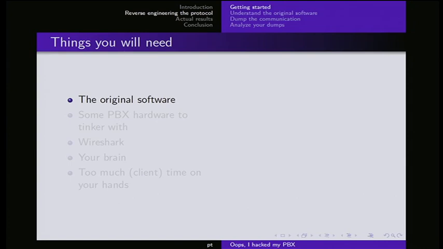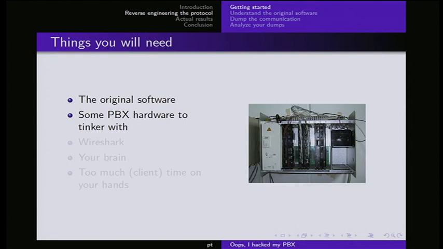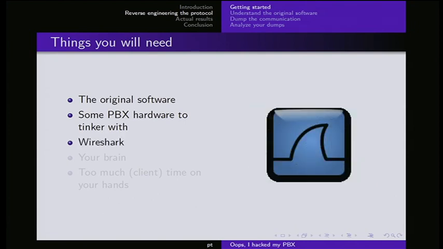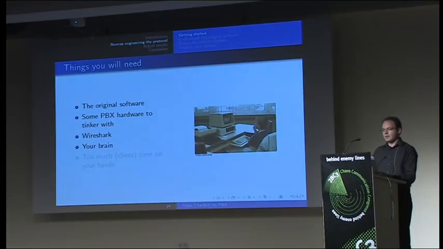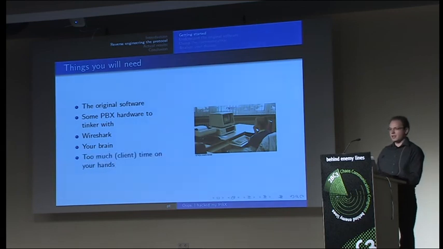But what do you need for that? You need the original software, for sure. You need some PBX hardware. That's not the actual hardware used, it's just a photo. And you need Wireshark. For those who do not know Wireshark, go on the internet. It's the tool for reverse engineering protocols and looking at a TCP or any kind of data stream and helping you out there. Then you need your brain and actually too much time of your customer at your hand. If the customer is willing to pay that just to batch automate updating phones, you're pretty lucky with that.